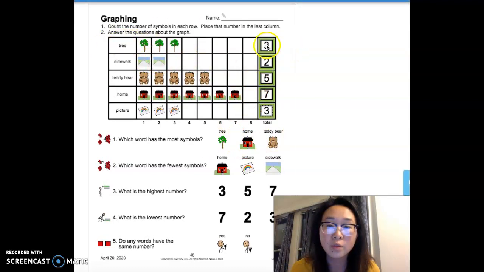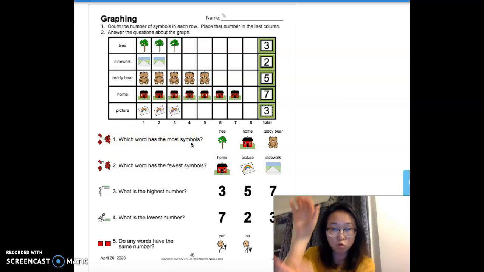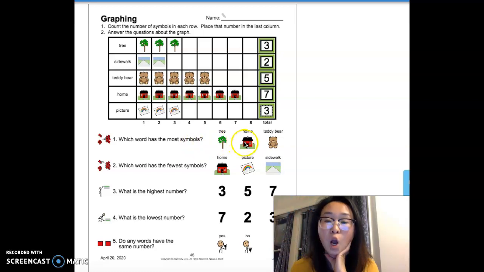Okay. Now, let's look at this real quick. We have 3 trees, 2 sidewalks, 5 teddy bears, 7 homes, and 3 pictures. Number 1 says, which word has the most symbols? Most. Which has the most? Is it tree, home, or teddy bear?